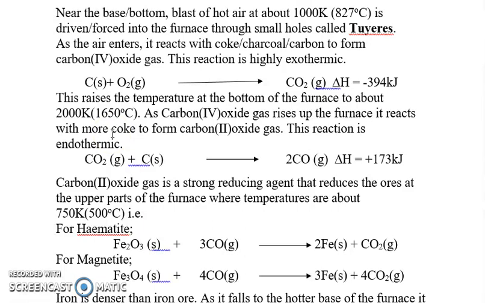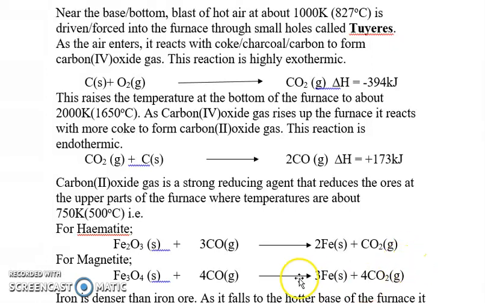As carbon(IV) oxide gas rises up the furnace, it reacts with more coke to form carbon(II) oxide gas. This reaction is endothermic, and that's why you can see the sign is positive. Carbon(II) oxide gas is a strong reducing agent that reduces the ores at the upper parts of the furnace, where temperatures are about 500 degrees Celsius.